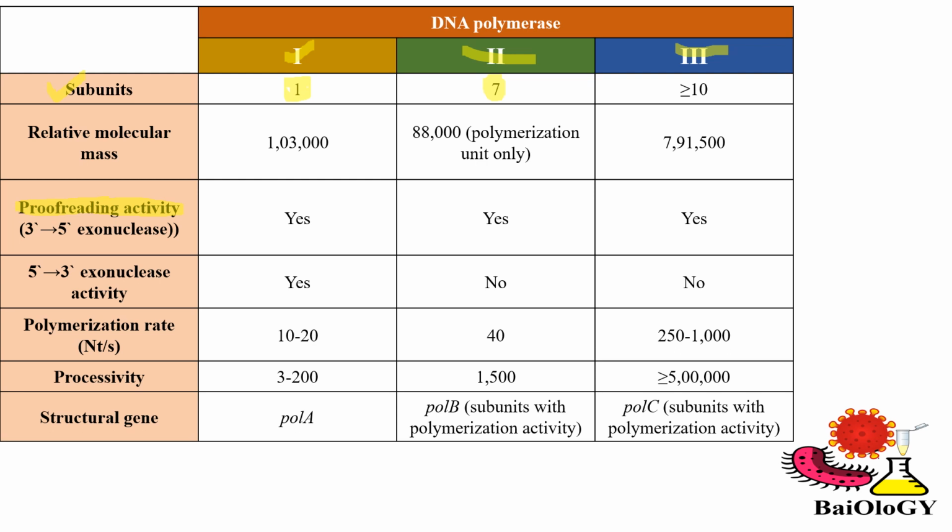We all know that DNA is replicated in the 5' to 3' direction, right? So the exonuclease is of 3' to 5'. It will chip off a mispaired base pair at the 3' end. Now, all three DNA polymerases have this particular exonuclease activity. This specific 3' to 5' exonuclease activity is termed proofreading activity.